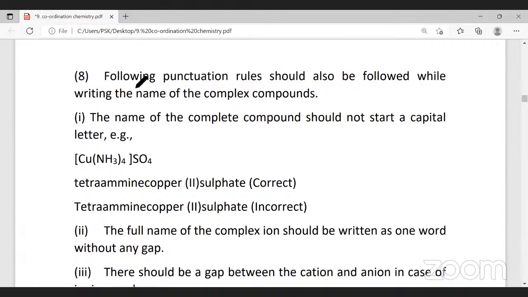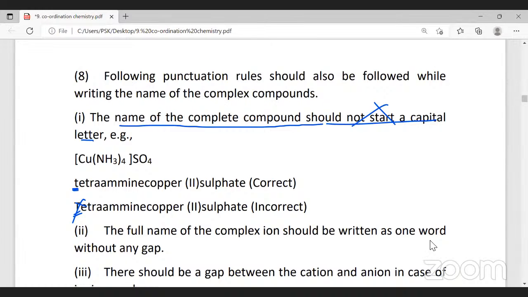The following punctuation rules should also be followed while writing the name of the complex. The name of the complex compound should not start with a capital letter. See here, we have four ammonia molecules, tetra, this will be small. If you write capital, it is wrong. You will lose marks easily, remember. So whenever you are writing the name of the complex, it should not start with a capital letter.